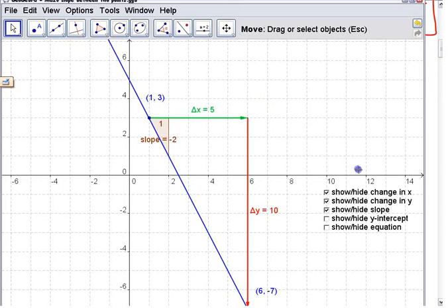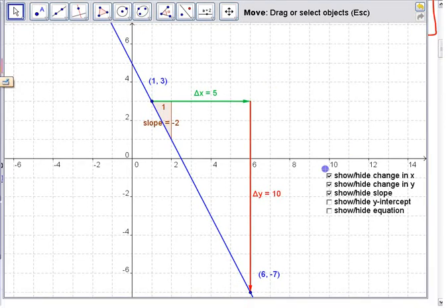For those values there, you have change in x is 5. When you go 5 to the right, the line drops down 10, right? You lose 10. This program here shows the distances always as positive, but how should we represent this distance here? The change in y is not positive 10. What is it? Negative 10. This should be written as negative 10. The slope is negative 2.